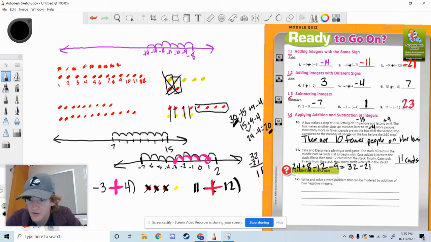Number 12, write and solve a word problem that can be modeled by addition of 2 negative numbers. So, how about, I don't know, how about you're adding 2 negatives? So, maybe like negative 10 plus negative 11. We want a word problem.